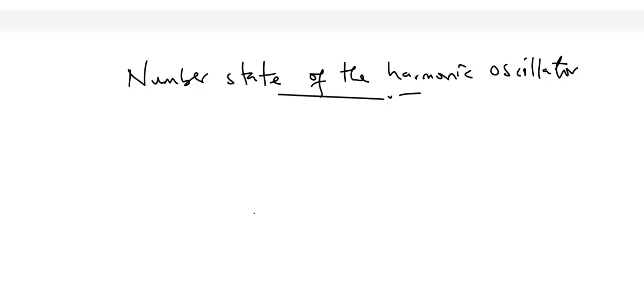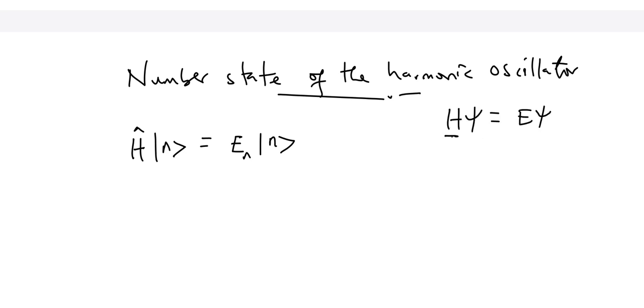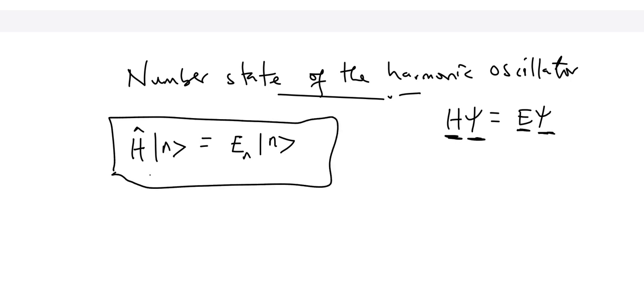Okay, now we can write the eigenvalue equation for the harmonic oscillator as the Hamiltonian operator acting on the energy eigenstate |n> equals E_n |n>. Recall that we can write the Schrödinger equation as Hψ = Eψ. So H is the Hamiltonian, ψ is the wave function, E is the energy eigenvalue. We can write it this way. So |n> will be the eigenvectors, E_n will be the eigenvalues, and H will be the Hamiltonian operator.